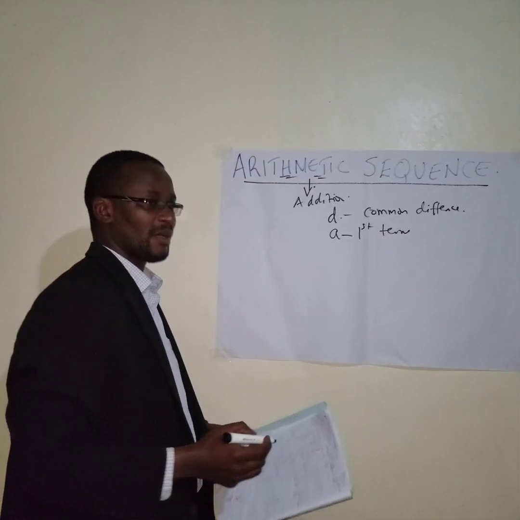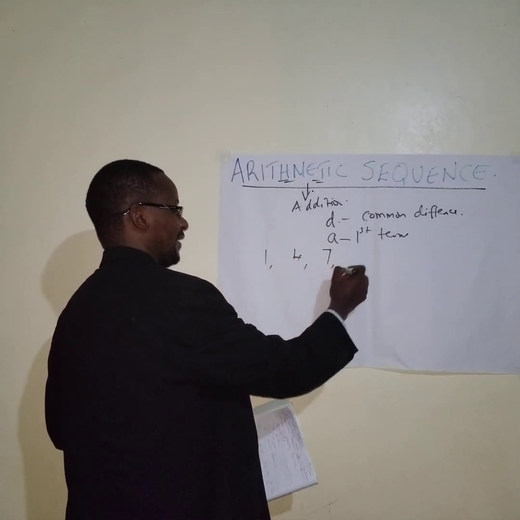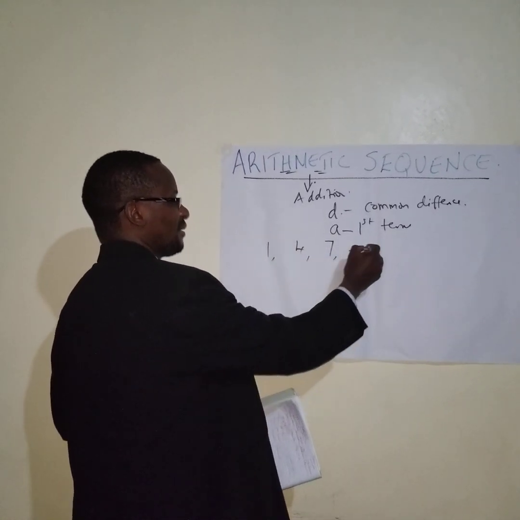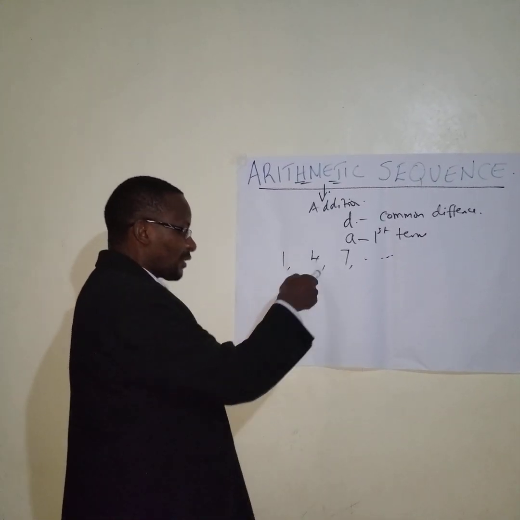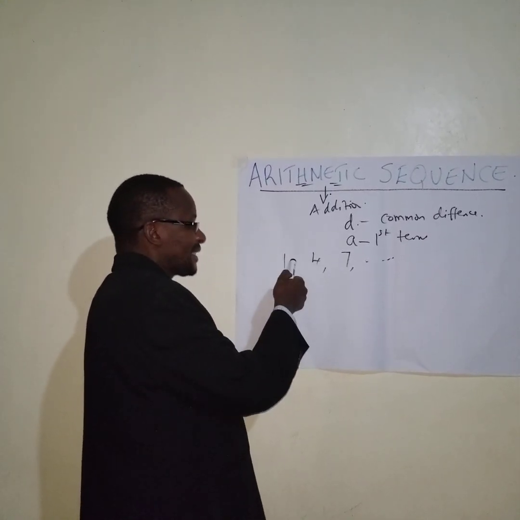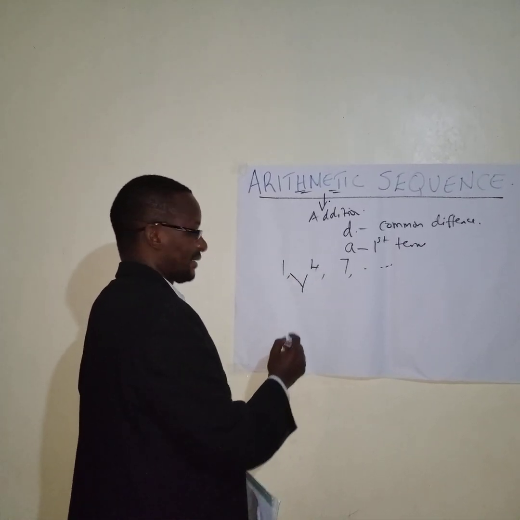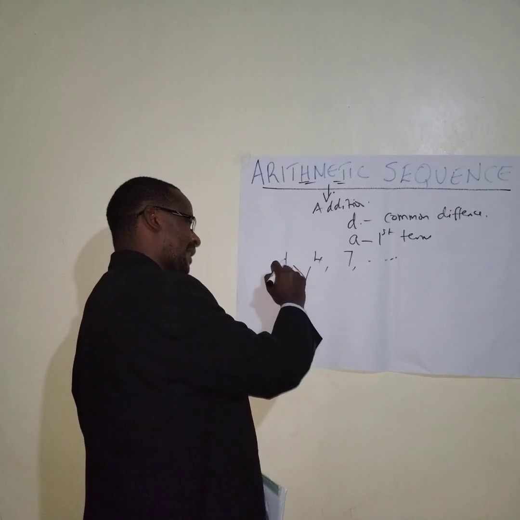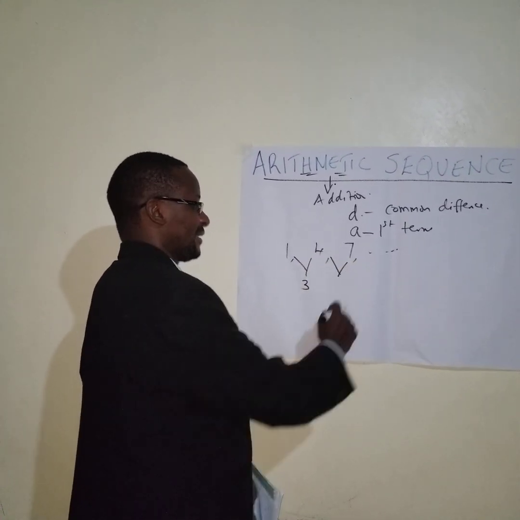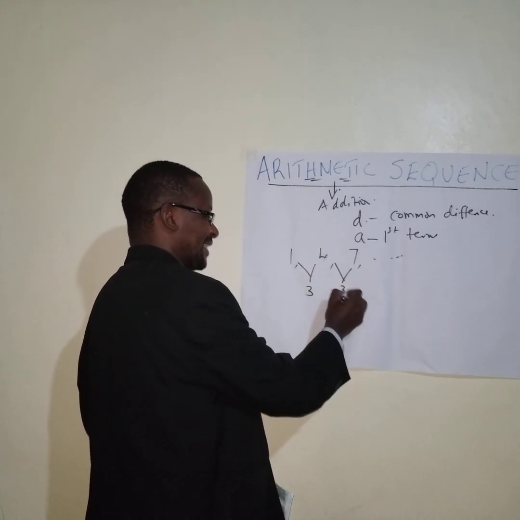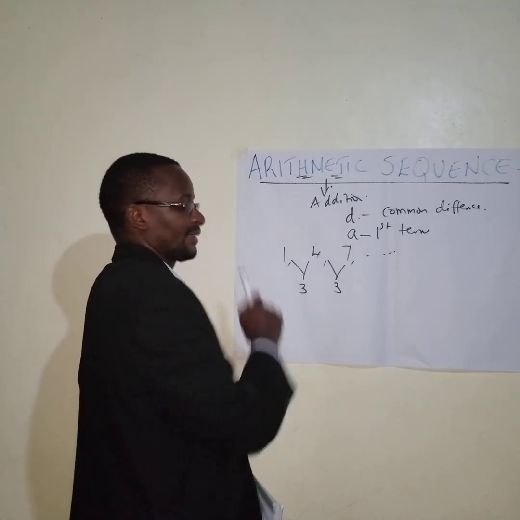If you have a sequence, for example, 1, 4, 7, you can see what is going on even without continuing. To move from 1 to 4, what is the gap in between? What is the difference here? Between 4 and 1, 4 minus 1, you get 3. What is the difference here? 7 minus 4, you get 3. So there is a common difference.